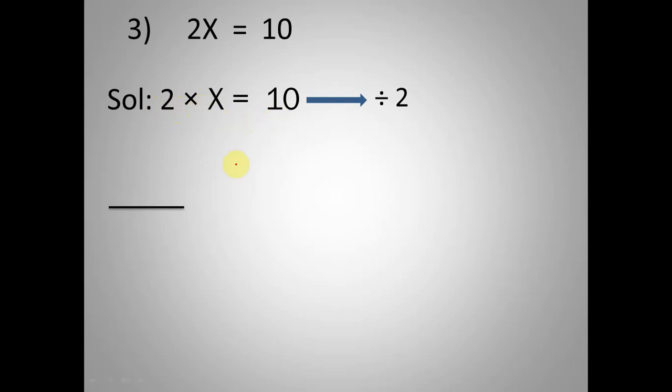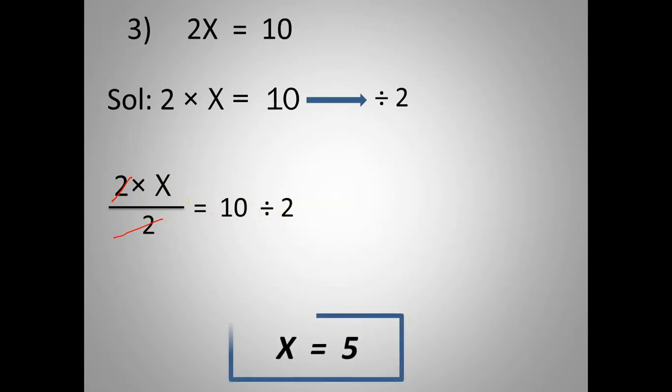As the following steps: 2 times x divided by 2 equals 10 also divided by 2. We can cancel 2 with 2. Then we get x equals 10 divided by 2 equals 5. That is to say, x equals 5, and by these steps we find the value of x.